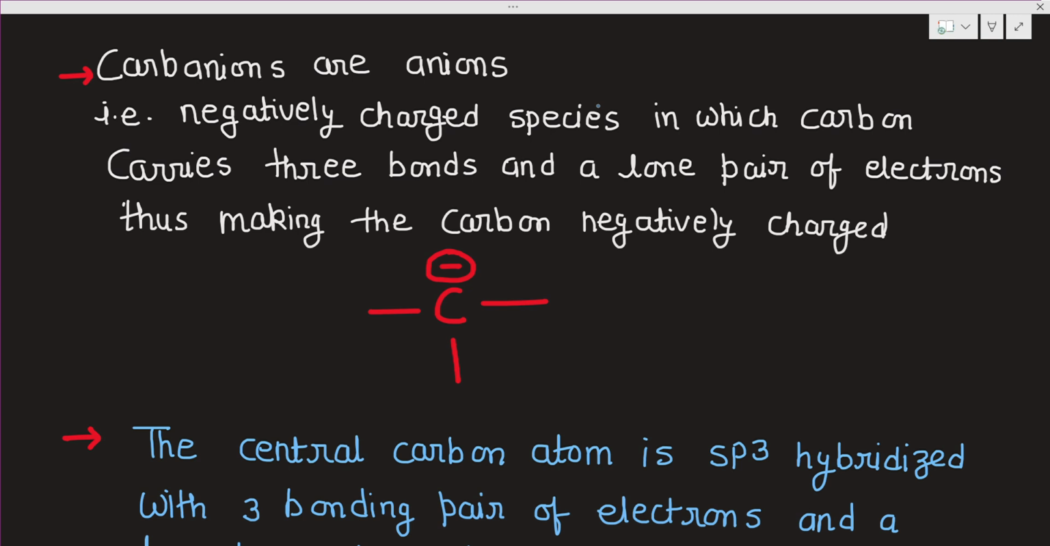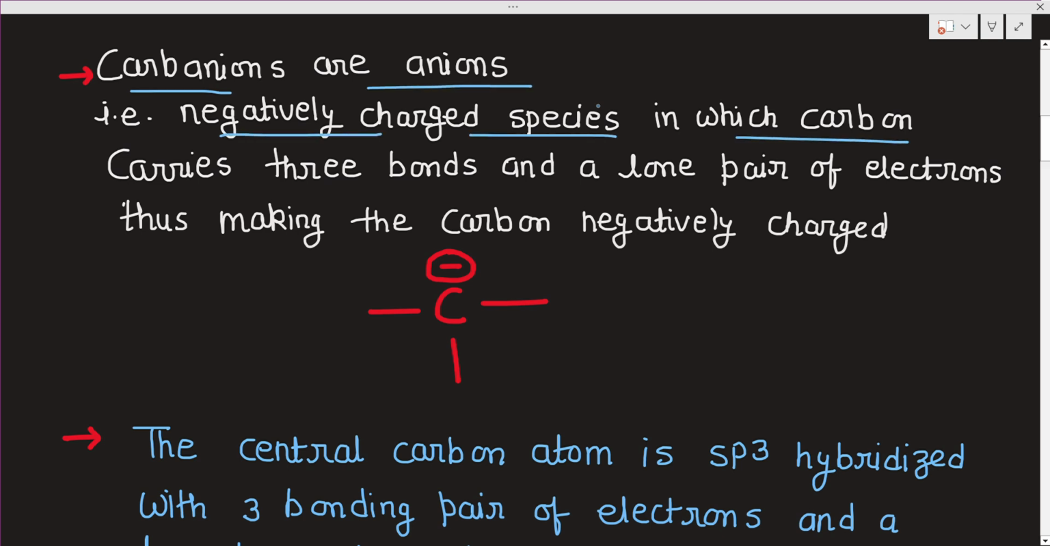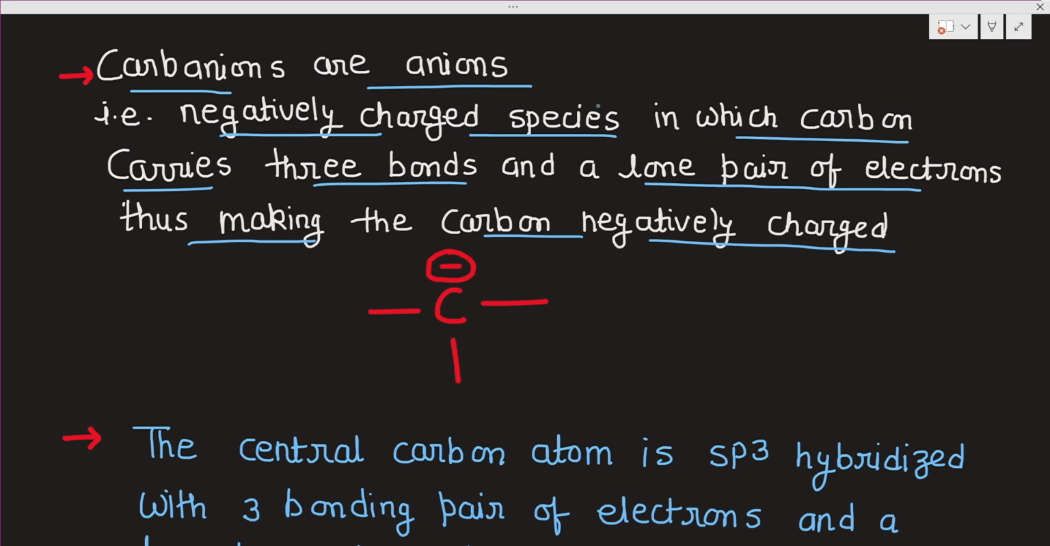Okay, now we are starting the carbanions. Actually, carbanions are anions, meaning these are negatively charged species in which the carbon carries three bonds and a lone pair of electrons. This lone pair of electrons is making the carbon negatively charged. We know that carbon should have four bonds, but here there are three bonds and a negative charge. This negative charge means there is a lone pair of electrons present.